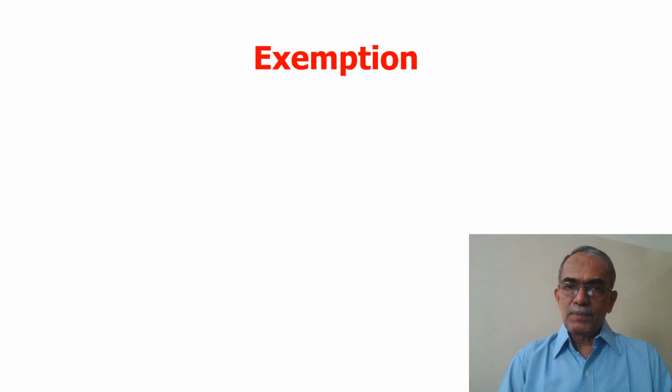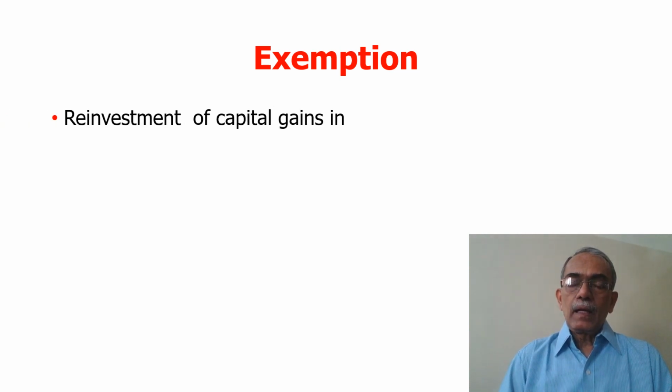Coming to the exemption, reinvestment should be made to the extent of the capital gain. That means whatever capital gains are derived by the sale of the house must be reinvested. Suppose I sell a house for say 50 lakhs and capital gains are 30 lakhs. Now I have to invest a minimum of 30 lakhs to claim the benefit.